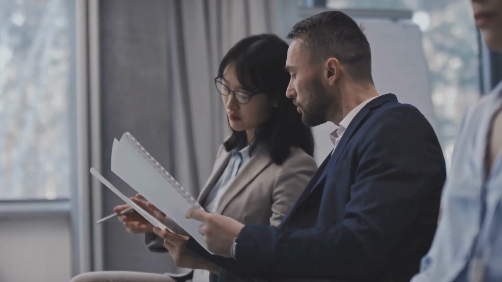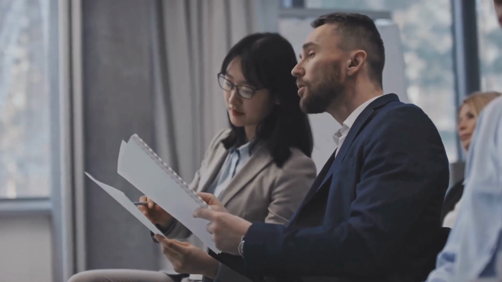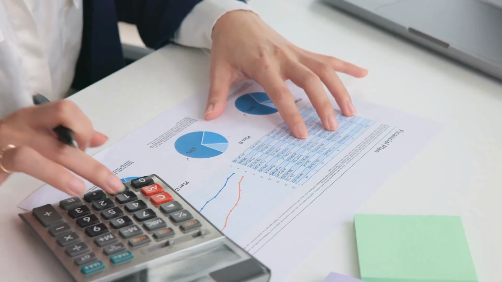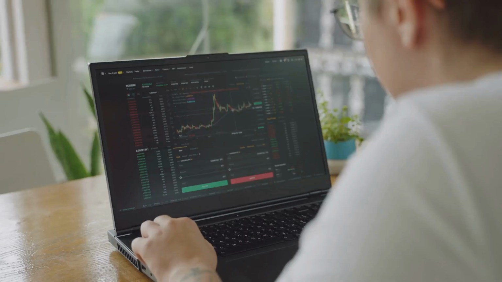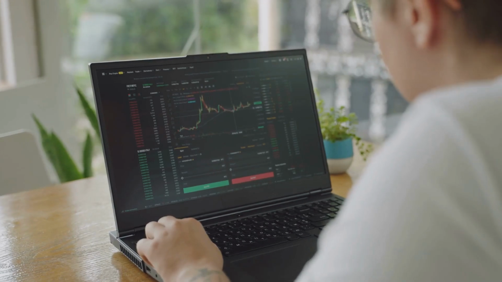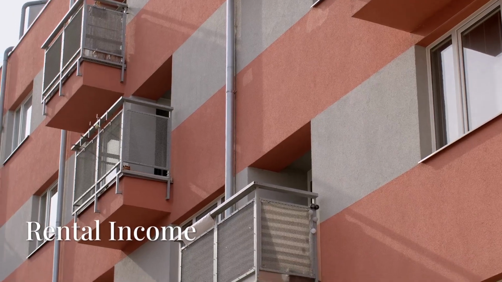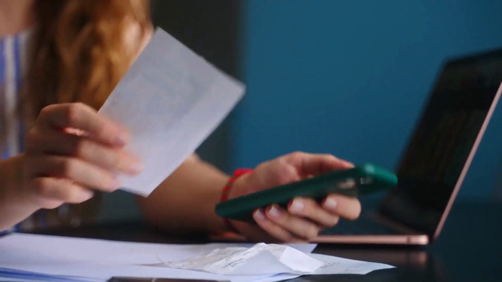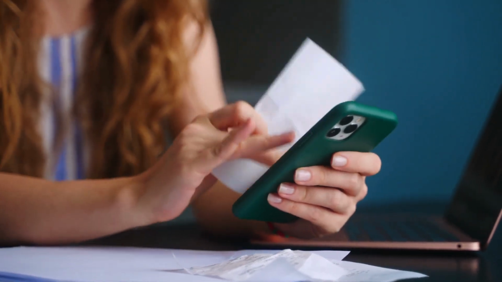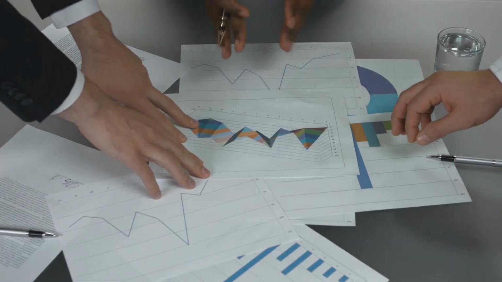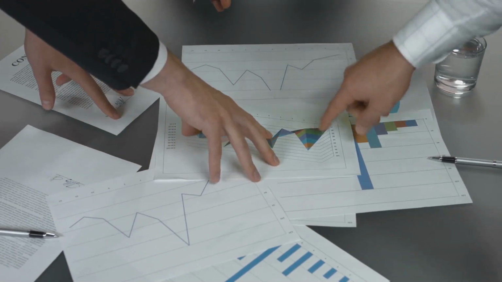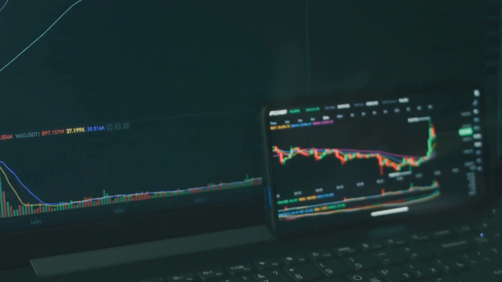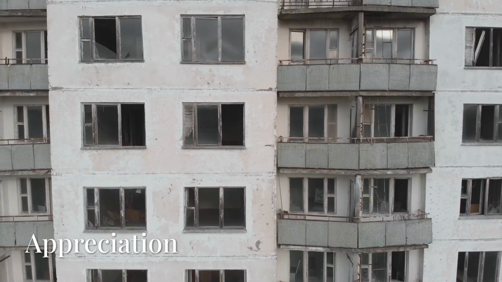So let's talk about how small apartment investors can review their portfolio performance. It's important to keep an eye on a few key areas to really understand how your investments are doing over time. First up is rental income. You'll want to track the rents collected from your apartment properties and compare those numbers to your original projections. This helps you see if your properties are meeting your expectations.